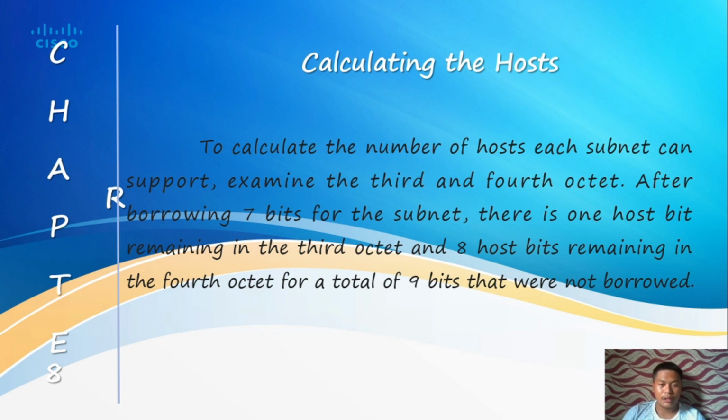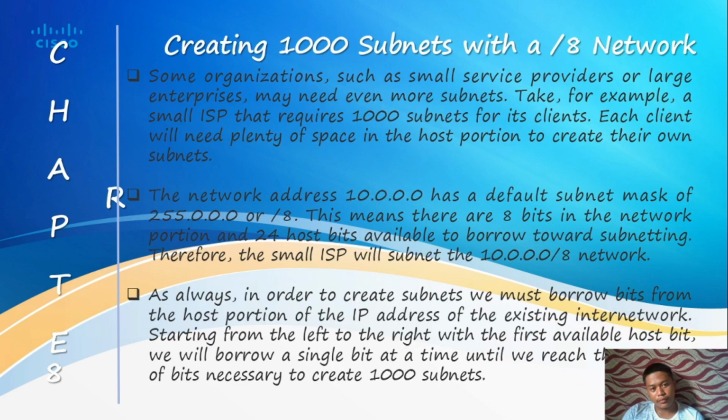Calculating the hosts. To calculate the number of hosts each subnet can support, examine the third and fourth octet. After borrowing 7 bits for the subnet, there is 1 host bit remaining in the third octet and 8 host bits remaining in the fourth octet, for a total of 9 bits that were not borrowed.